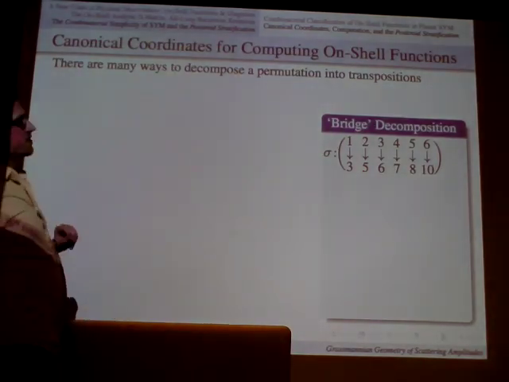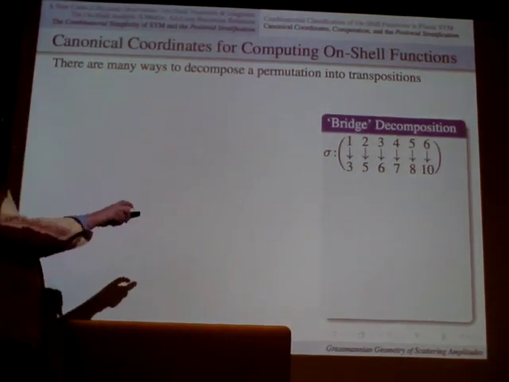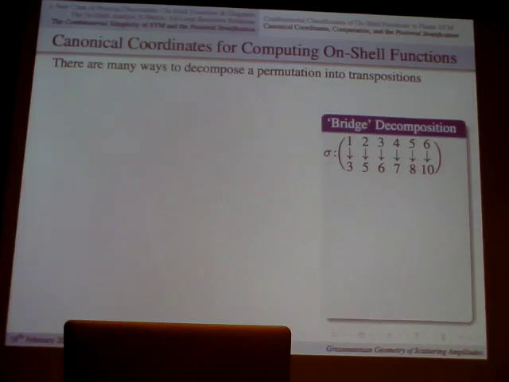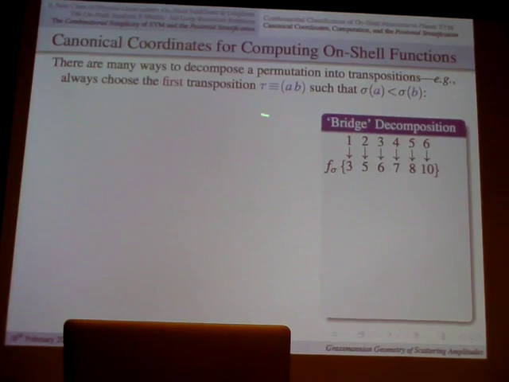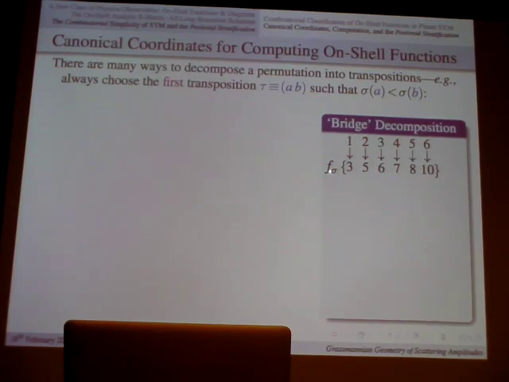So let's suppose I emailed you this function. This was the one we saw a couple slides ago. And you didn't know anything about the graph or the function. All you knew was this permutation. Let's decompose it in the following way. I'm going to tell you how to choose which transposition to peel off at every stage. Always choose the first, by this ordering, the first pair whose images are ordered.